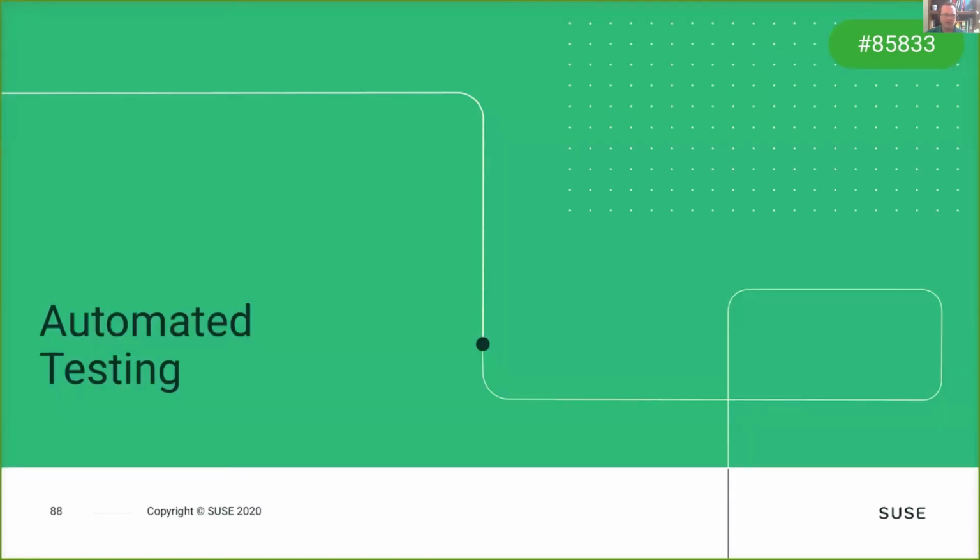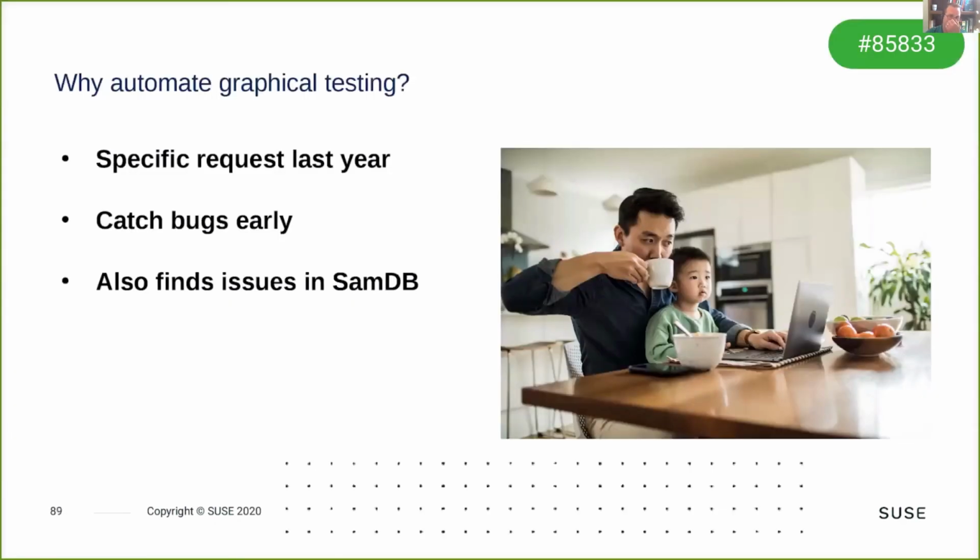Next, let's talk about the recent addition of automated testing for these tools. Last year, I received a specific request during my presentation about providing automated testing for these tools. Obviously, having automated testing available allows me to catch bugs early on during development. Fortunately, this testing was in place when I did the switch from the Python LDAP backend to using SamDB, since I was able to prevent the introduction of a number of bugs. Along with catching bugs in the admin tools, I've also actually discovered a couple of bugs in SamDB in the process.